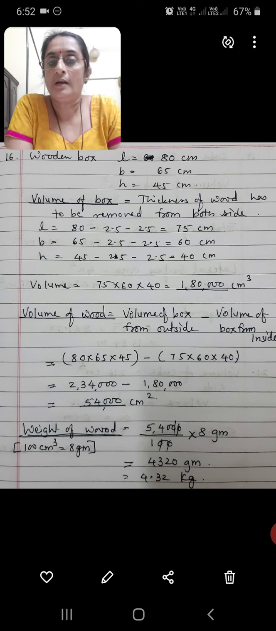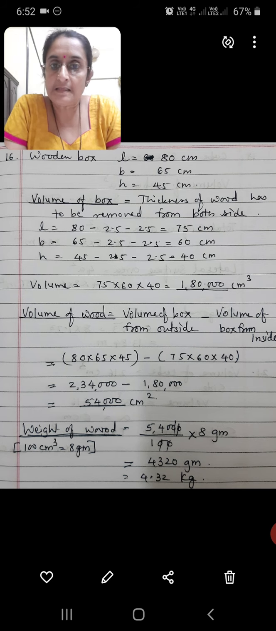So when you are calculating volume from the inside, on both sides, that thickness of the wood we have to subtract. So in the length, on both sides 2.5 centimeter, 2.5 centimeter has to be reduced, because that is the thickness of the wood and that won't be the place occupied inside.